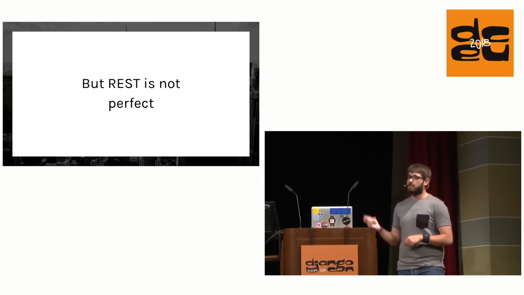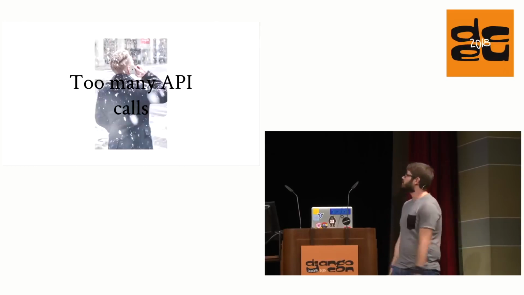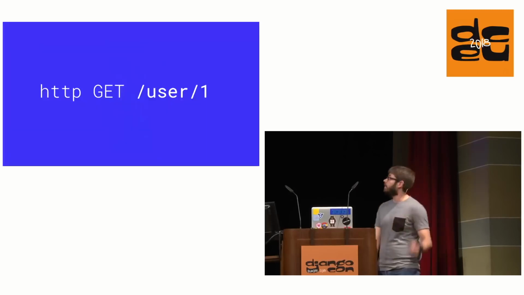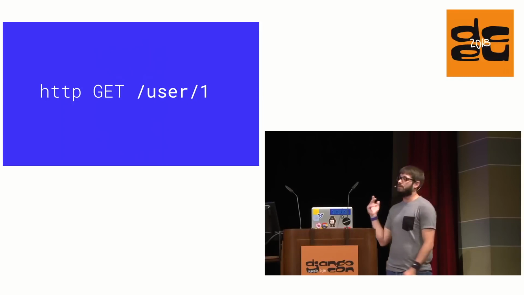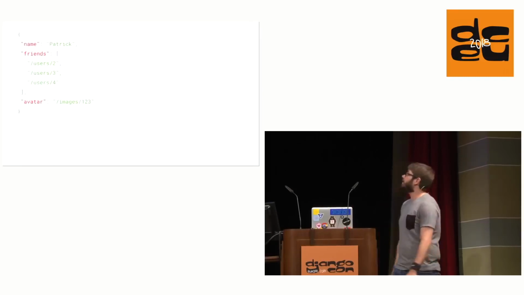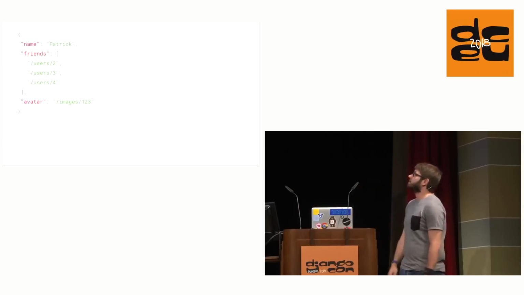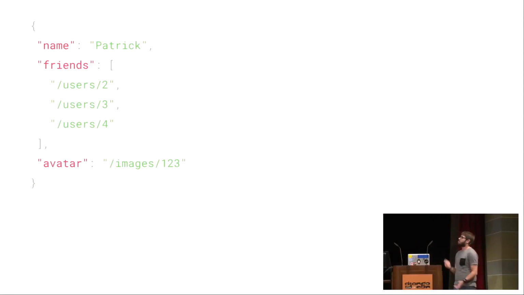I'm going to go through a couple of them. The first one might be too many API calls. For example, we have an API that returns a user. You do a GET request to user/ID, in this case /1, and you get a response like this, where there is a name, a list of friends, an avatar. And this is quite nice because it's using the building blocks of the web, so we're using links, and so on.